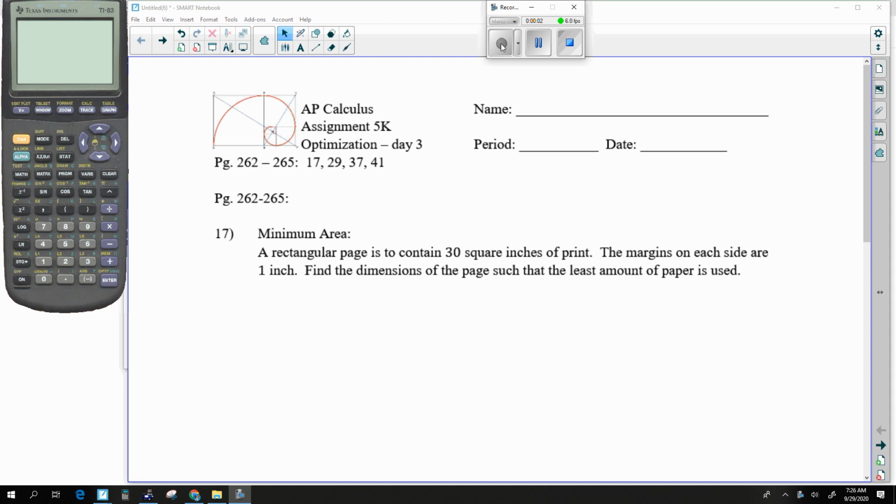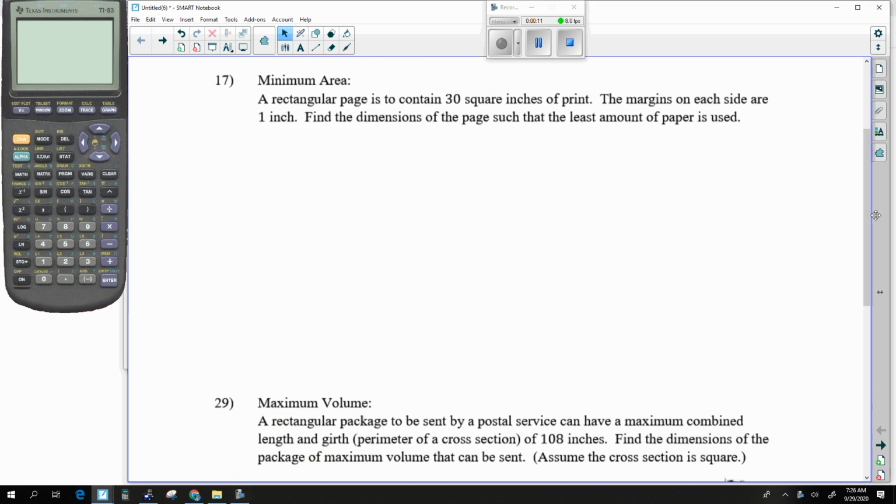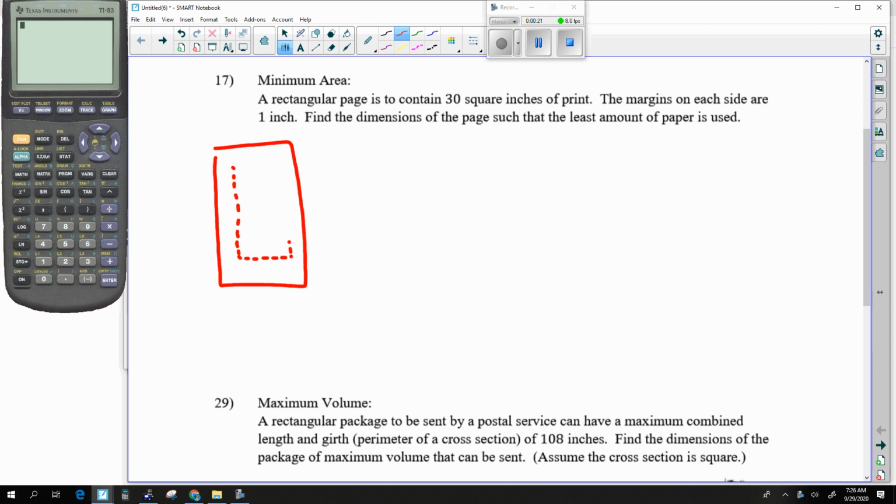All right, onward, onward, more optimization. So it should be pretty routine by now. Let's go ahead and get this one knocked out. So here we go. I have a rectangular page that contains 30 square inches of print. So this inside portion has 30 square inches of print.